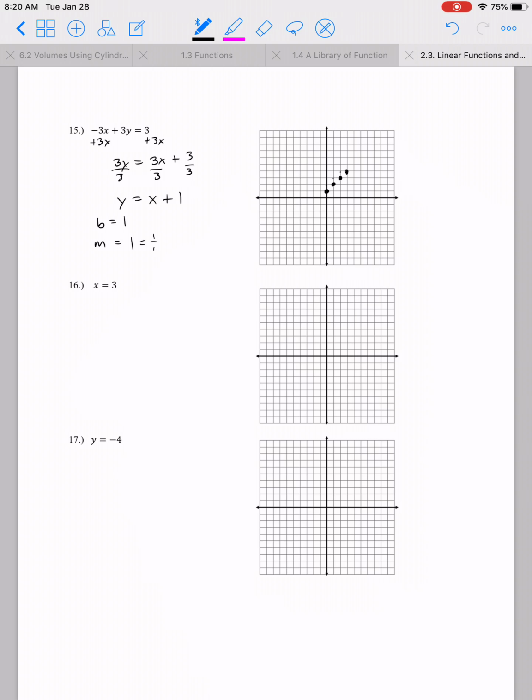And then the same thing, this also technically equals -1 over -1, so we could go down 1, left 1, down 1, left 1, like that. Down 1, left 1, and all these are on the same straight line, so we just draw in that straight line, and we've got it graphed. Now you typically don't have to do as many points as I'm doing, I'm just showing you different ways to get the points. So here we have x equals 3.